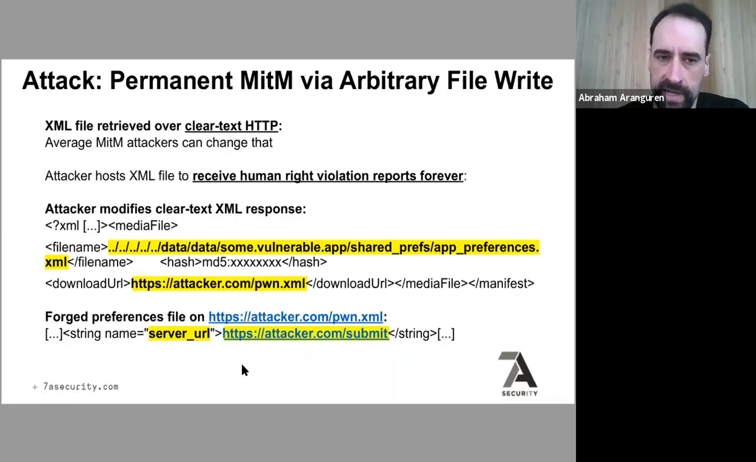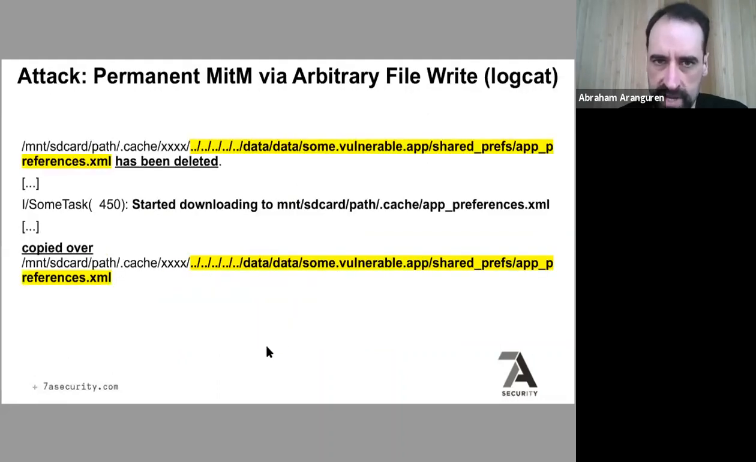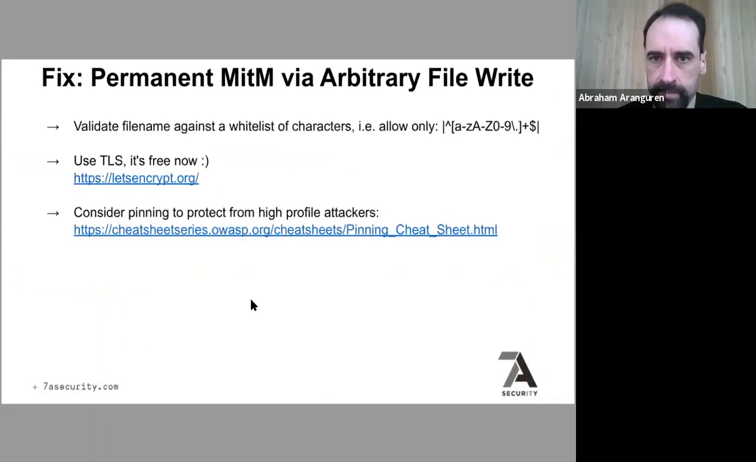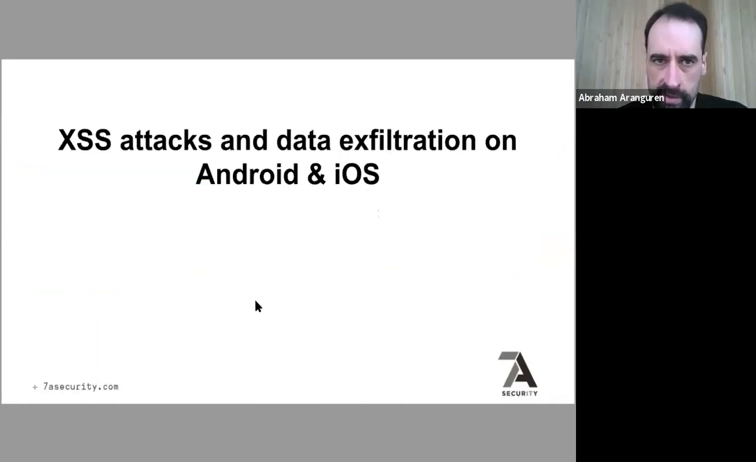So a malicious government, for example, could exploit this vulnerability and get all the human rights violation reports sent to the attacker instead of the legitimate non-government organization, right? First the file was being deleted and then it was being copied over. And from that point onwards, the attacker would receive all the human rights violations, right?